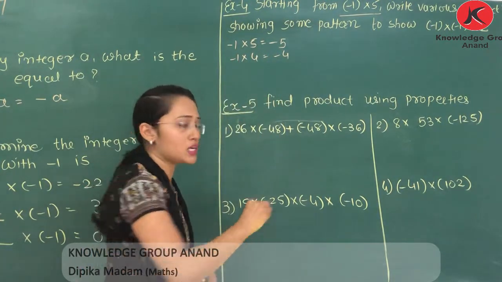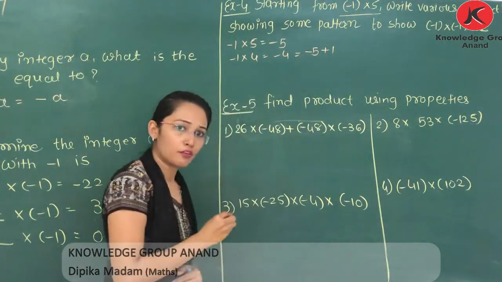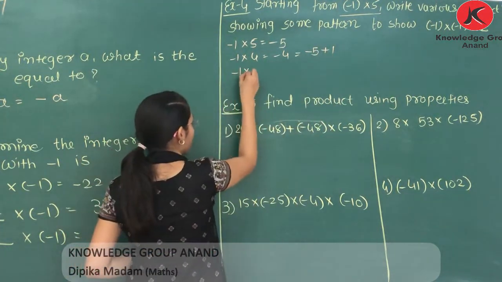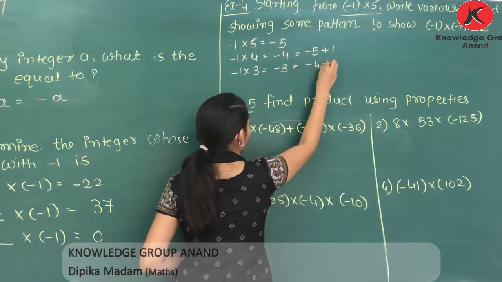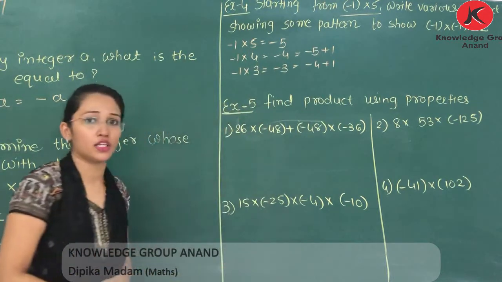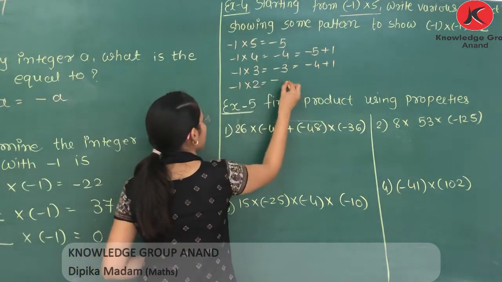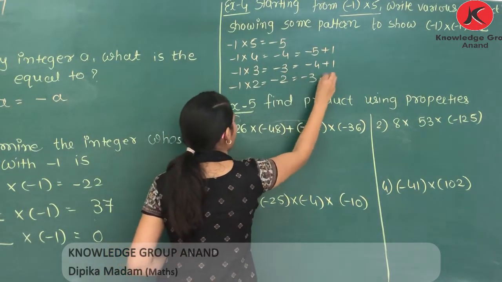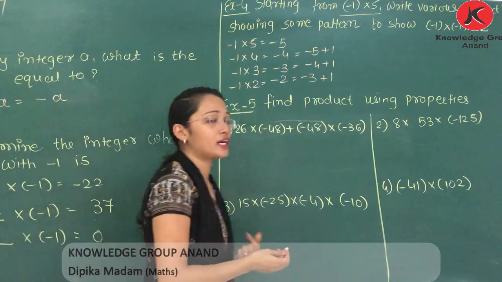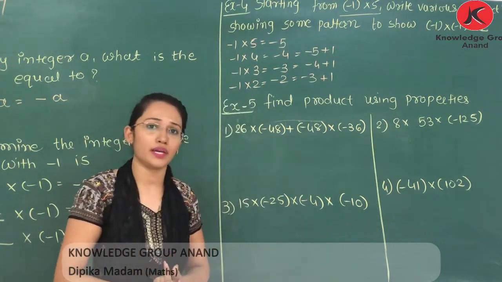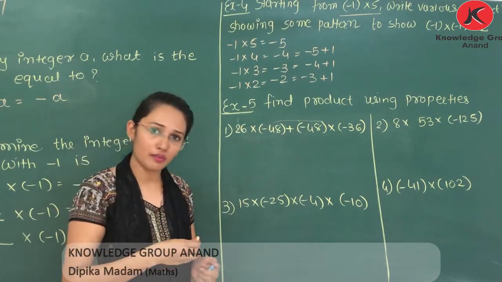How can we get -4? If we add 1 into -5. -1 into 3, that is -3. How can we get -4 plus 1? We need to add 1 into the previous one. -1 into 2, that is -2, -3 plus 1. Okay, in the answer of the previous number we have to add +1. As we are performing in multiplication, 1 1 is 1, 1 2 is 2, means we are adding 1 in the previous one.